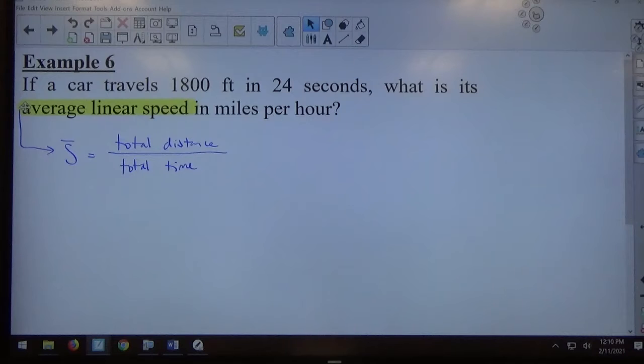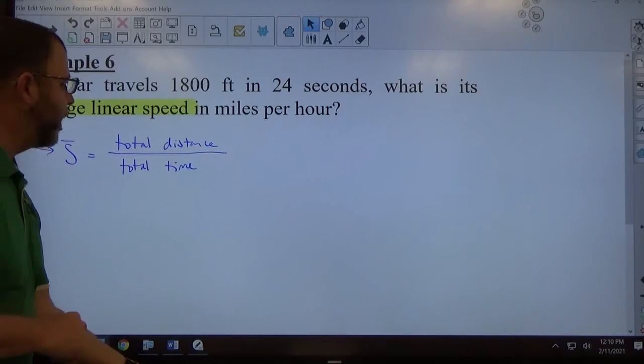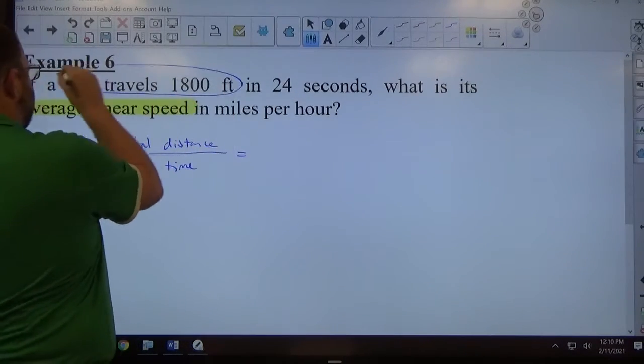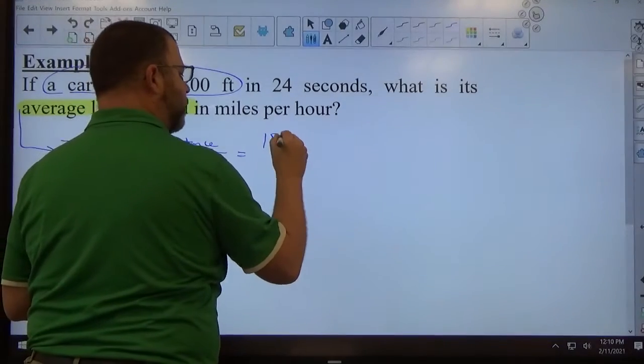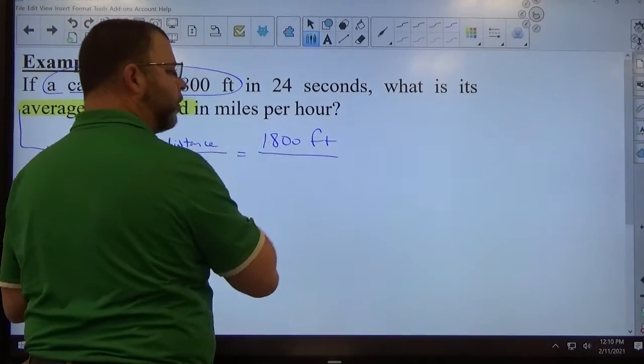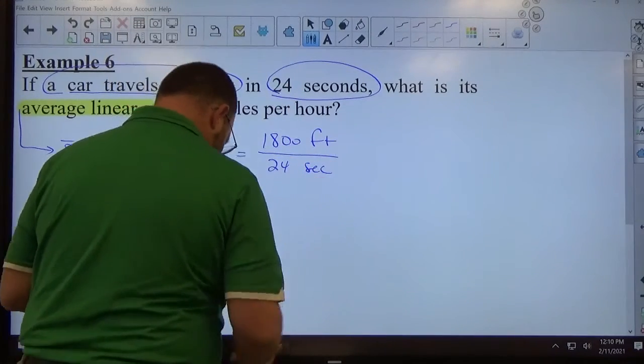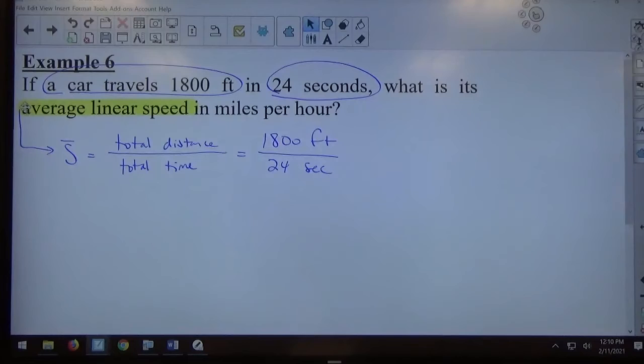So to answer the question of average linear speed, we need to know two things. How far did we go? How long did it take? Now we want to use the units they give us also. In this case, how far we went is 1,800 feet. That's the distance the car traveled. How long it took to travel that far was 24 seconds. And it's very important when you're trying to find average linear speed to include the units in your work, to create a unit on your answer. They may ask you to convert to a different unit.